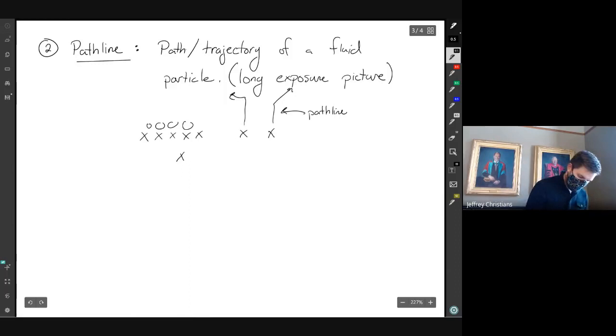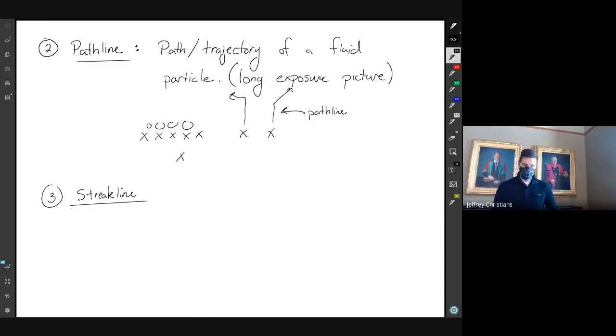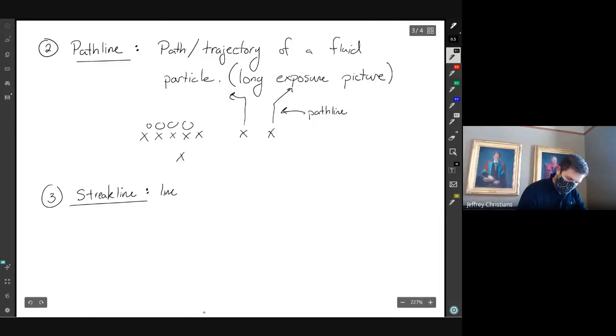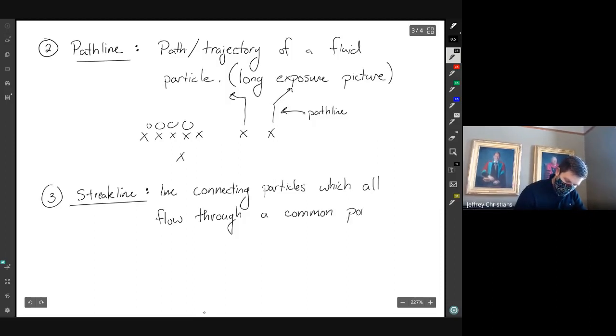Okay. Third one is a streak line. So a streak line is a line connecting particles which all flow through a common point. Okay. The example I'll give is dye.